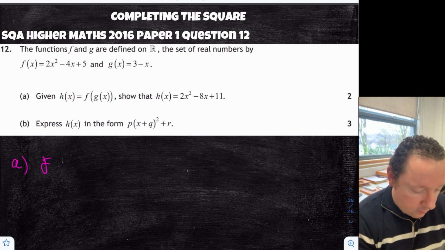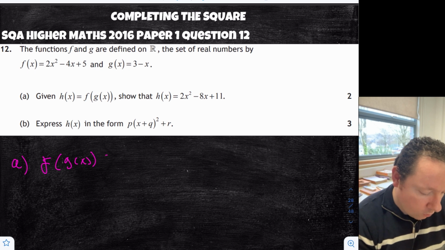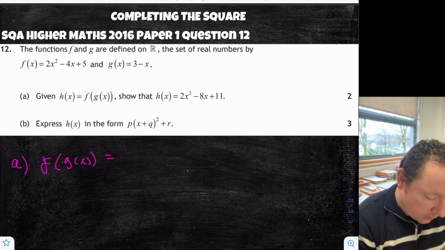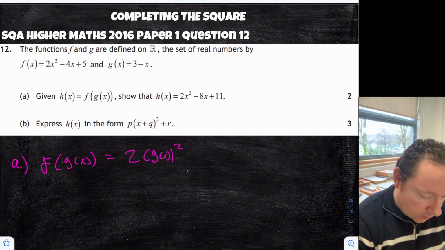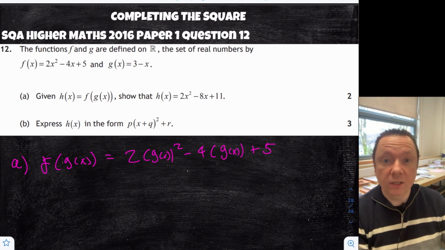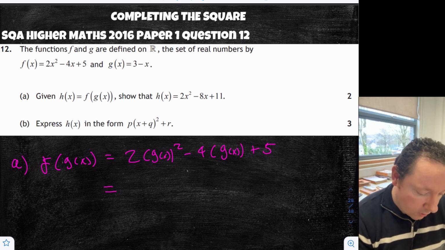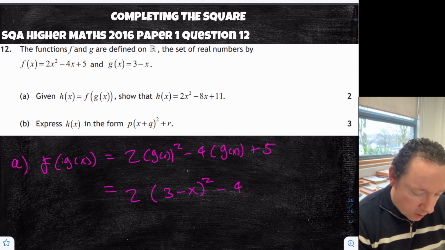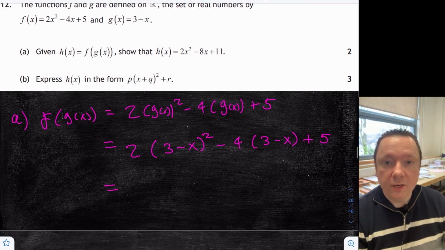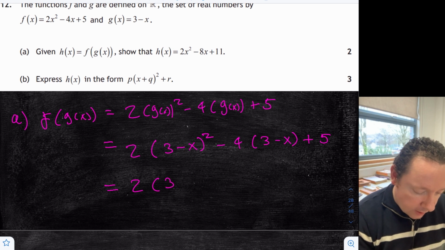So f of g of x is equal to, so f of x is 2x squared, so 2 times g of x squared minus 4 times g of x plus 5. So every time I see an x, I put a g of x in, and then I now substitute my g of x. So 2 times (3 minus x) squared minus 4 times (3 minus x) plus 5. So we need to expand our (3 minus x) squared. So that's 2 times (3 minus x)(3 minus x), minus 4 times (3 minus x), plus 5.